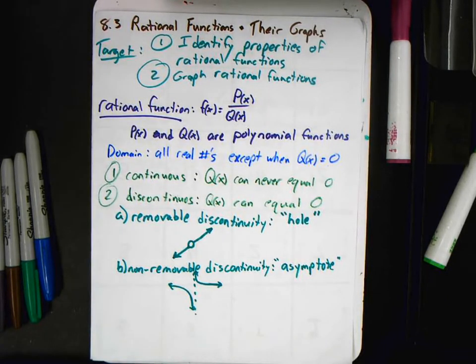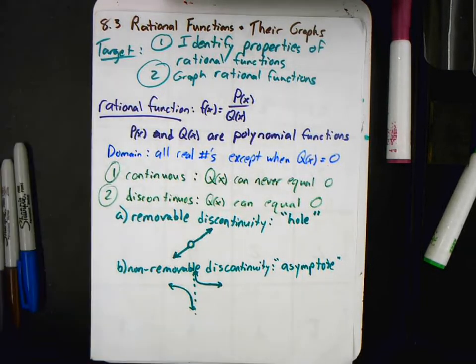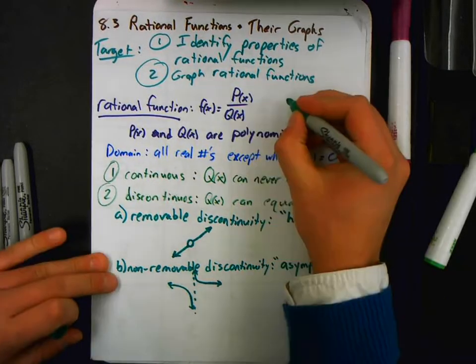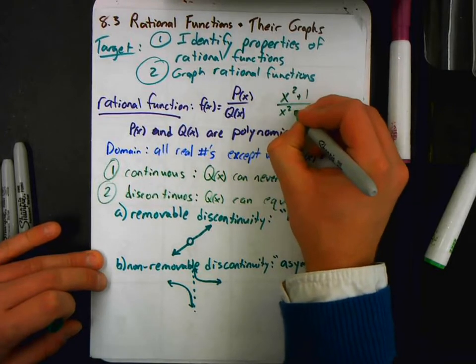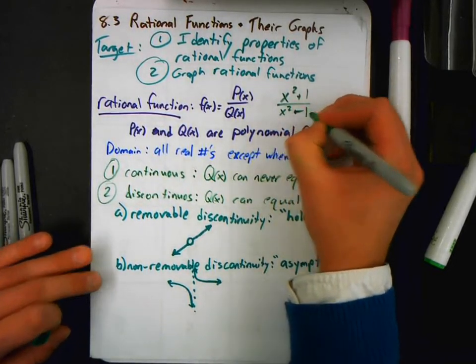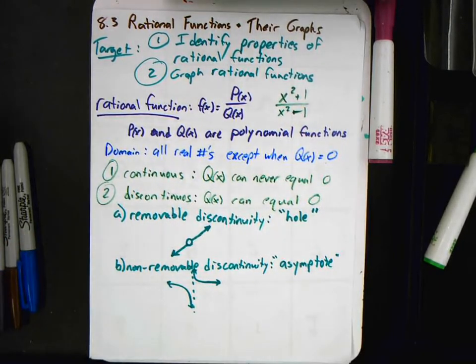A rational function is anything that looks like p of x over q of x as long as those two things are both polynomial functions. So more simplistically, you basically just have a fraction where you have a polynomial on top and a polynomial on bottom. It doesn't have to be quadratic. It could be x plus 1, x cubed, x to the fourth, it could be anything like that, as long as it is a fraction where polynomials are both on top and the bottom.